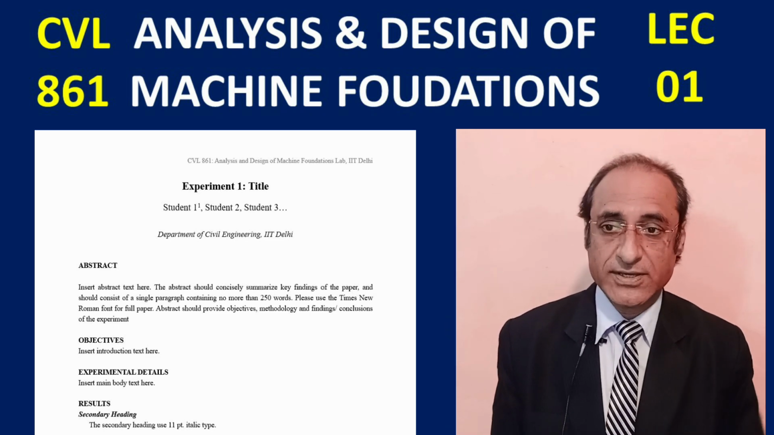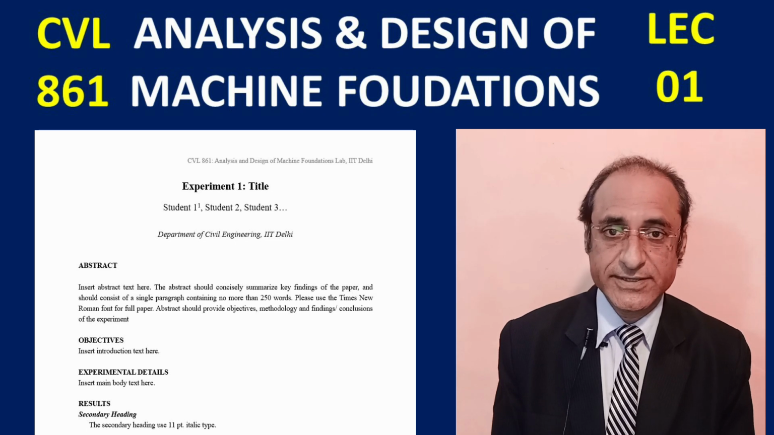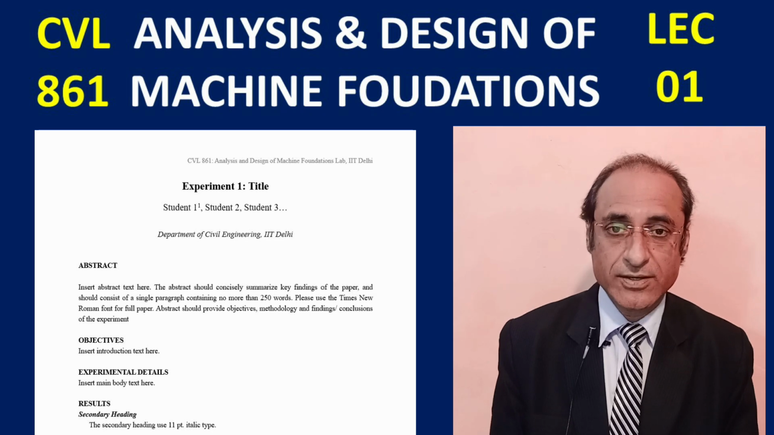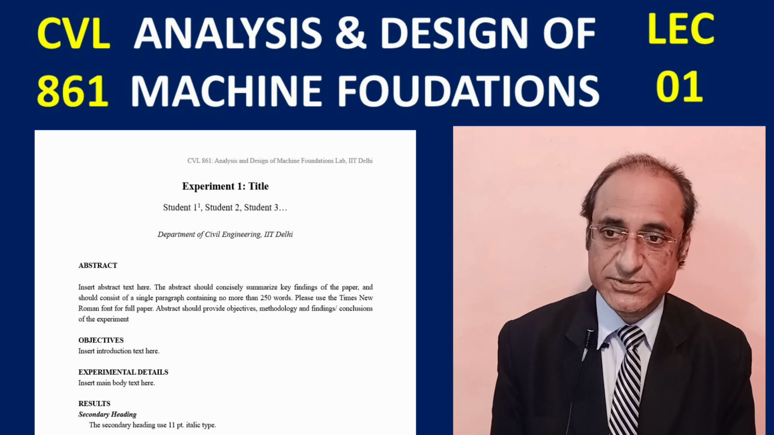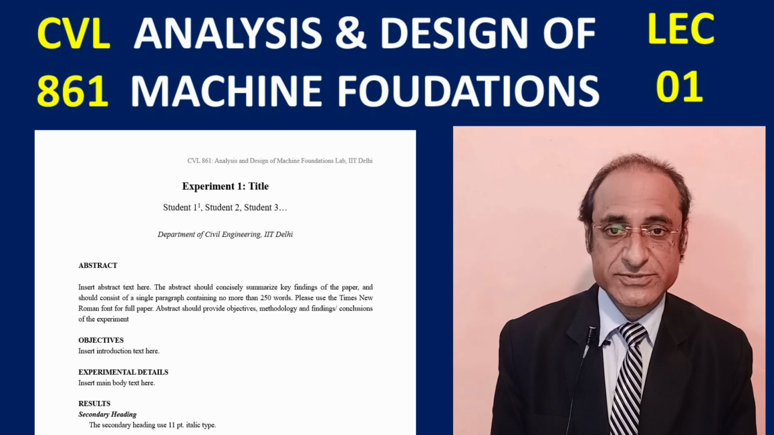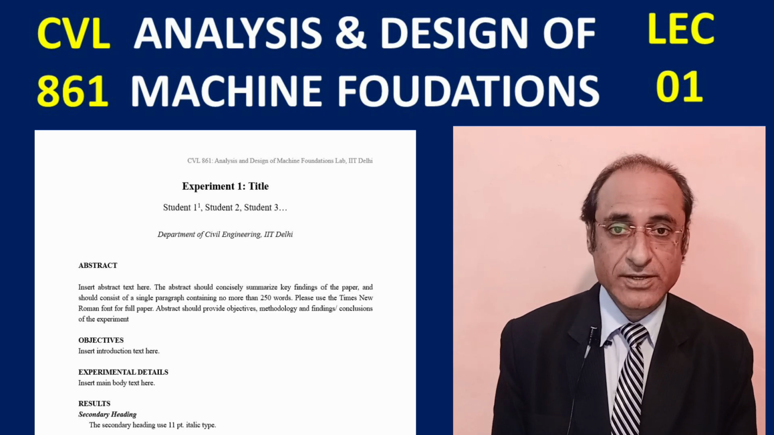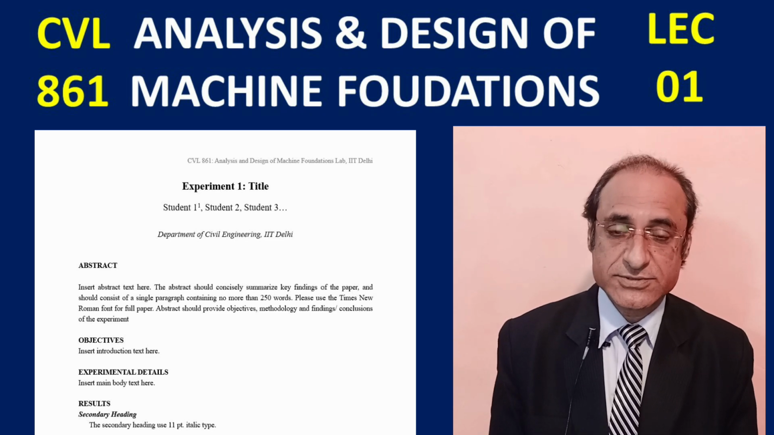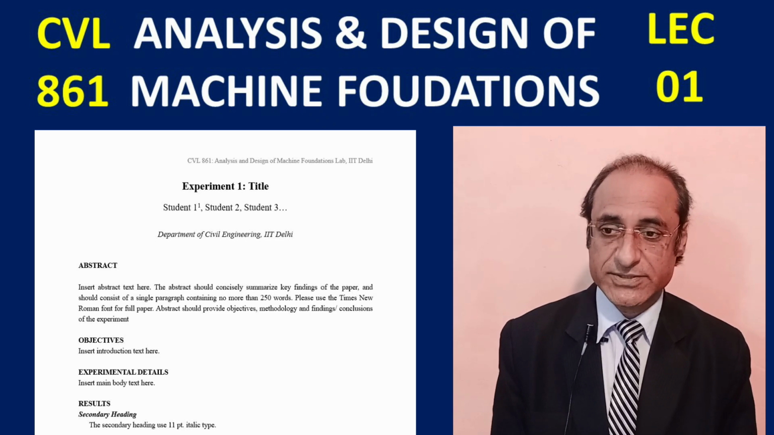So the first page of the report should be like this: the title of the experiment, followed by the names of the students. Some of the experiments will be done individually and some experiments will be done in groups, so you have to accordingly write the names. And first of all, we should have the abstract. In the abstract, you should concisely describe what your objectives were, your methodology, and your summary conclusions coming out of the experiment.